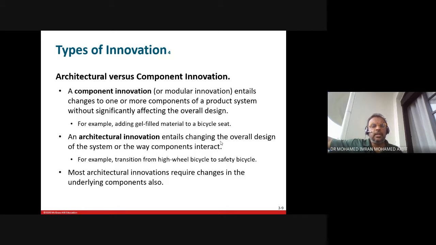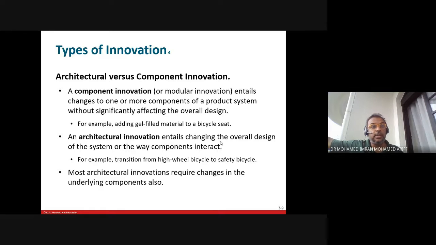Architectural innovation, overall design. Okay, for example, transition of high wheel bicycle to safety bicycle. Okay, so you have this, yang dulu orang pakai kerusi yang tinggi-tinggi, basikal yang berkerusi tinggi. Now it goes down, basikal yang biasa lah. Okay, so these are architecture. So you change how the architecture of the bicycle looks. It's not component. Kalau component, the actual what do you say? The actual design of the component, the actual design is still there, but you just add on certain additional functions.